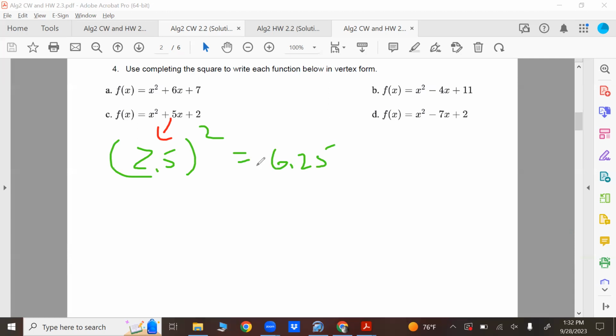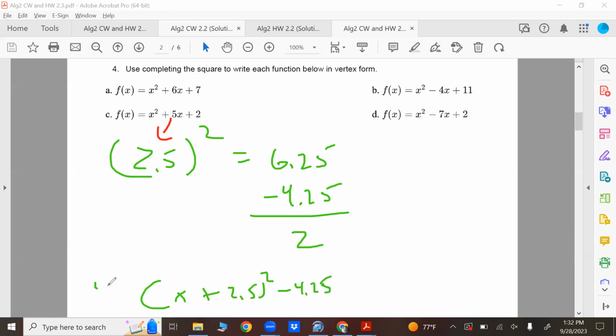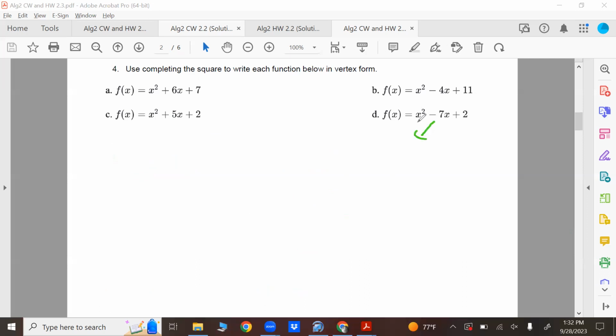Now, what do you subtract from 6.25 to get to 2? I think you guys said 4.25. Does that make sense? So then you'd have x plus 2.5 squared minus 4.25. And that works, because your vertex is negative 2.5 comma negative 4.25. Totally works. Let's do that again for D if you guys are comfortable with that. What's half of negative 7? 3.5. Cool.